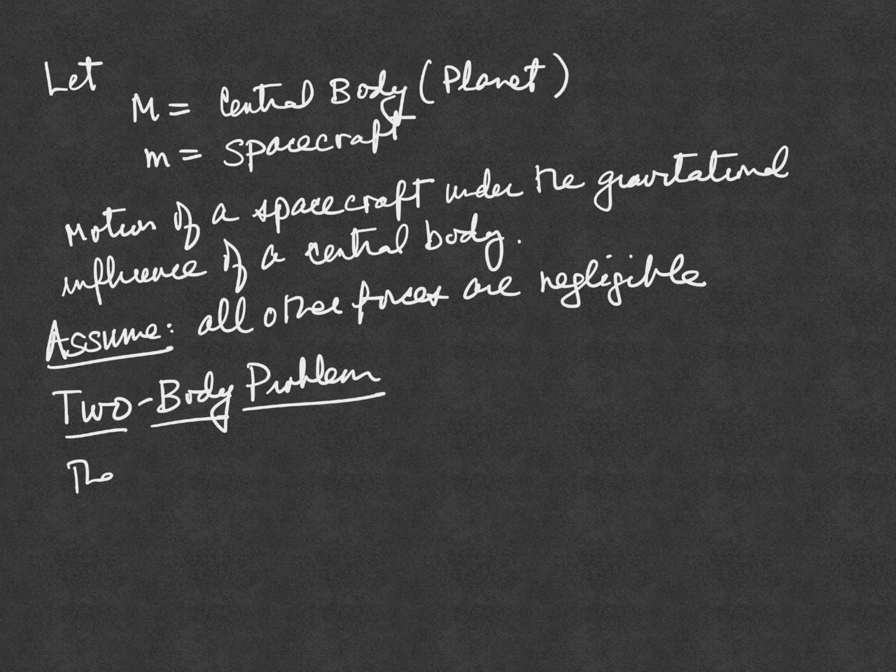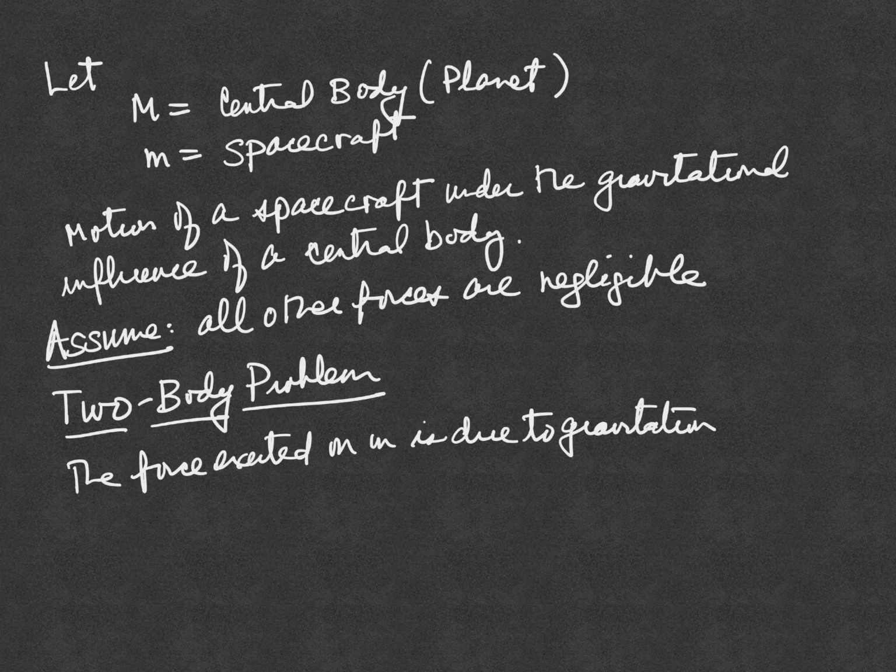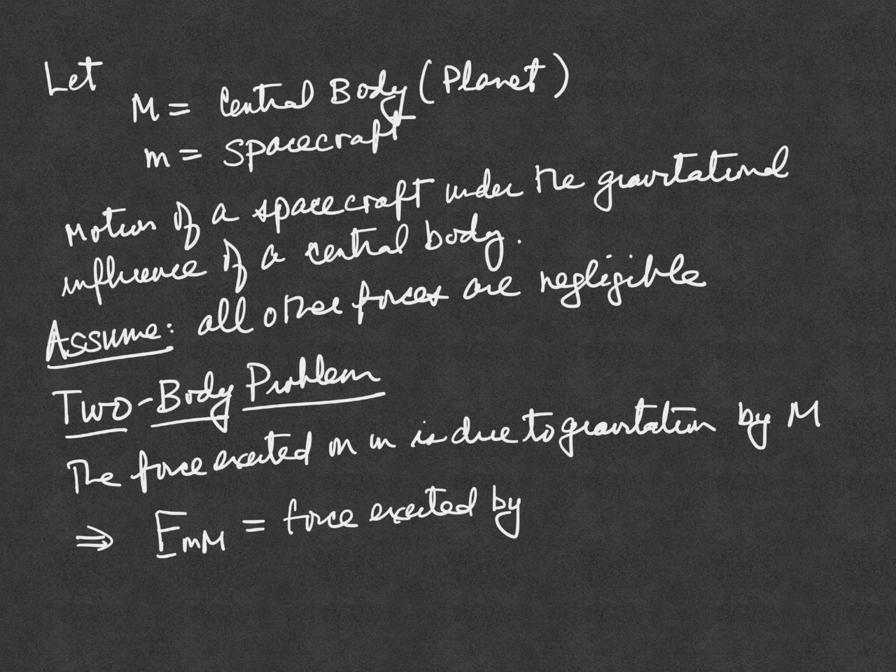So the force exerted on little m is due to gravitation by big M. So that implies that the force exerted by big M on little m has to equal minus G times the product of the masses, all divided by r cubed, times r, because r is the relative position between the two, and little r is going to be the magnitude of that position.